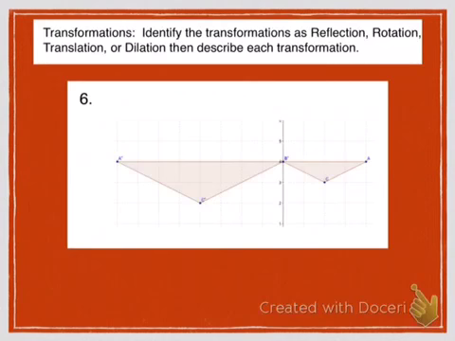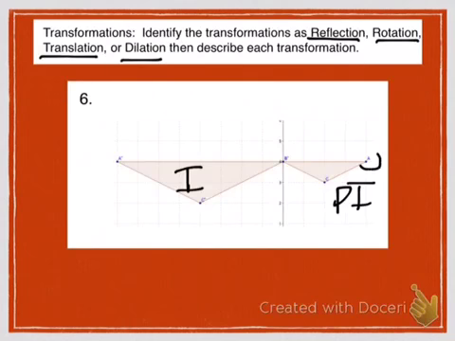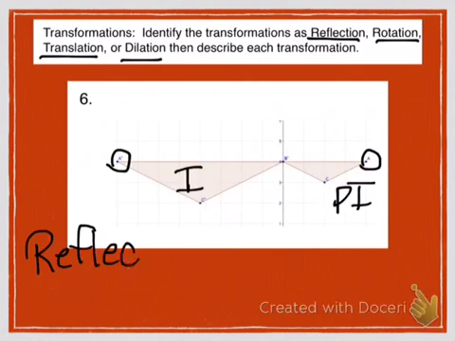Same thing for number 6. I want to identify the transformations as a reflection, a flip, a rotation, a turn, a translation, a slide, or a dilation. Then describe. So I locate my pre-image. My pre-image is the one without the tick marks, and my image is the one with the tick marks. So I notice that it has been flipped because I have A and A prime. So that's going to be called a reflection. I also notice my image is larger, so that's going to be a dilation.